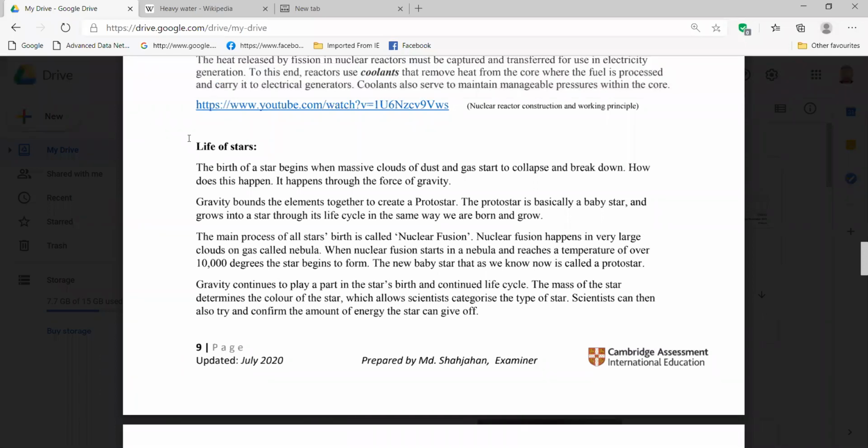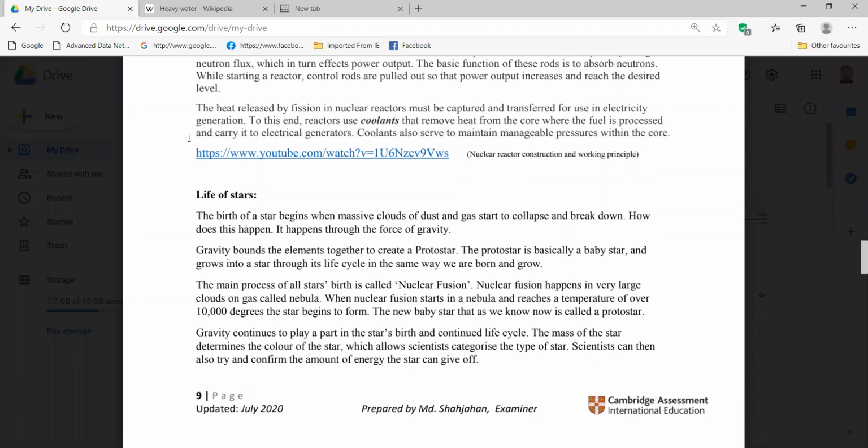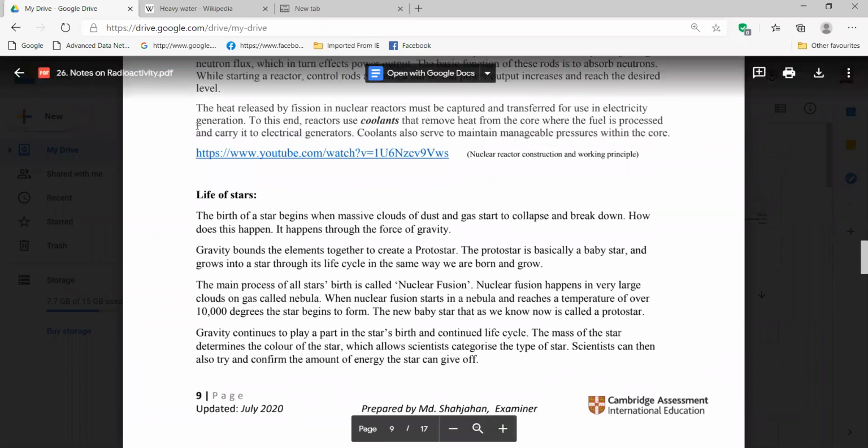So the last paragraph, I ask you to read again this one. Adnan, can you read the last one?